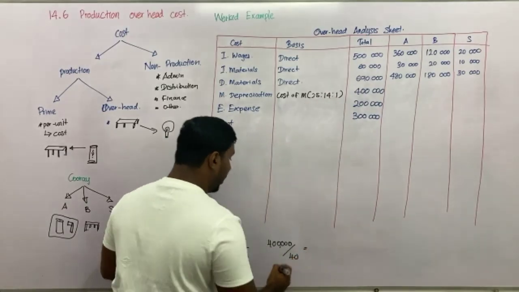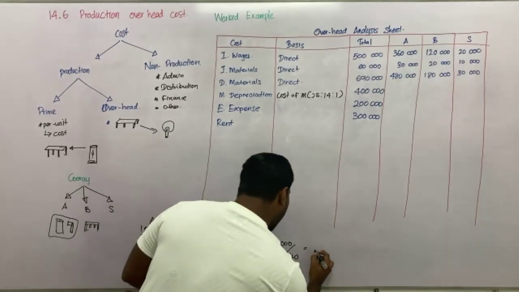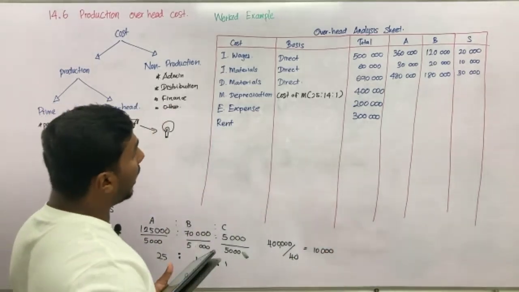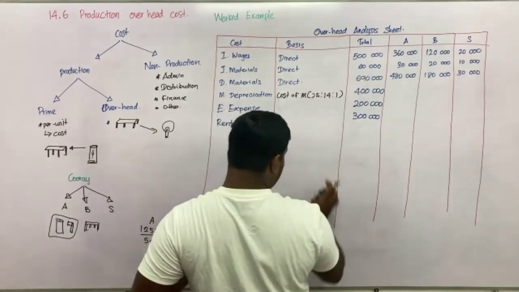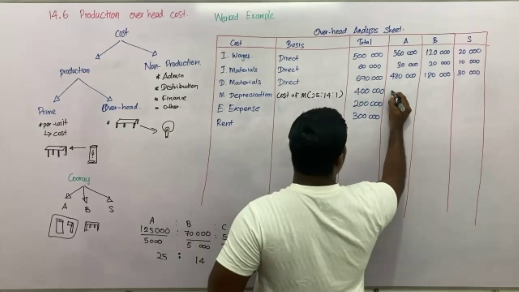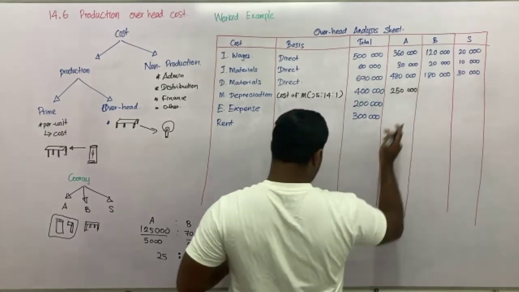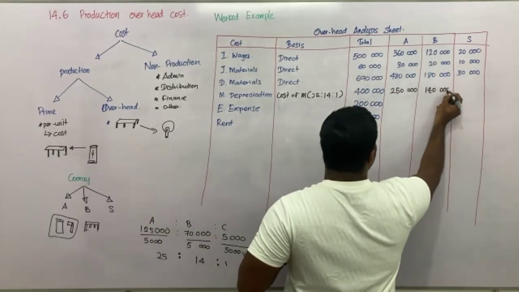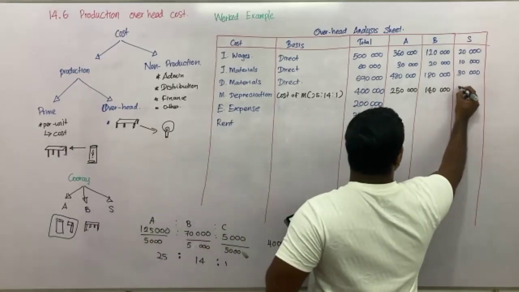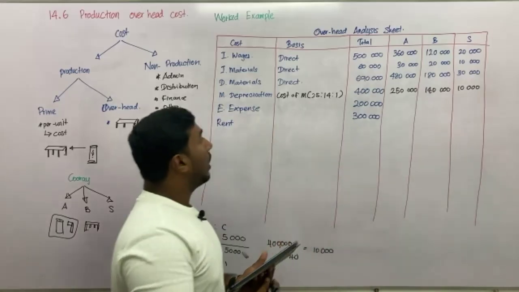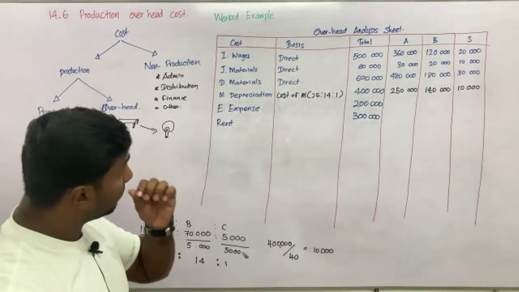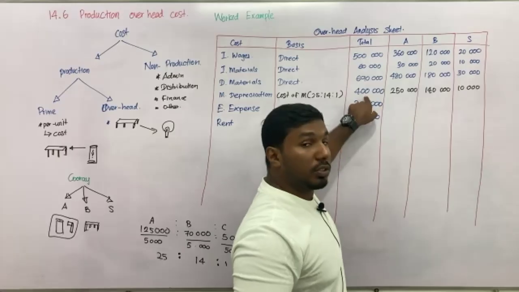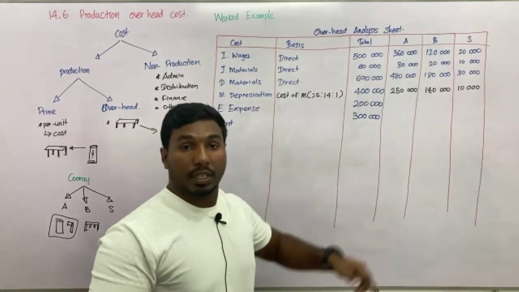So one portion will be 10,000. 400,000 divided by 40 gives 10,000 as one portion. So 10,000 multiplied by 25 is 250,000. 10,000 multiplied by 14 is 140,000. 10,000 multiplied by 1 is 10,000. See, this is how I got the appropriation basis. 250, 140, 10, altogether 400, which equals this number. This is how you can get the appropriation.